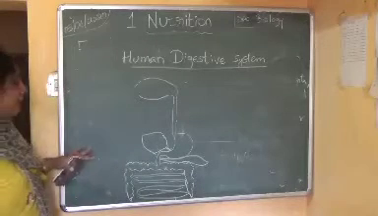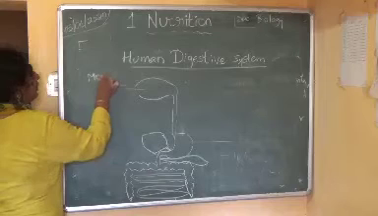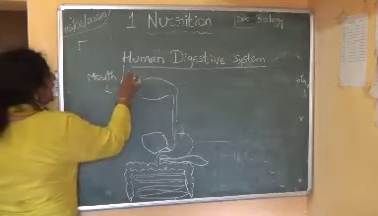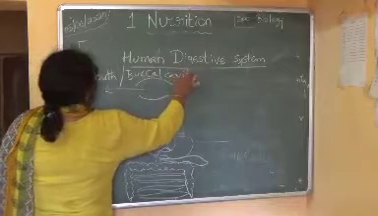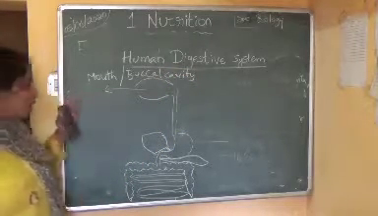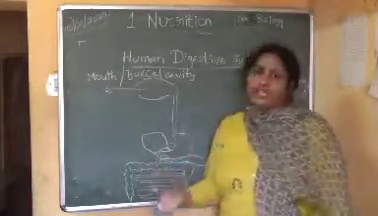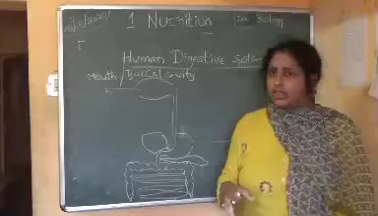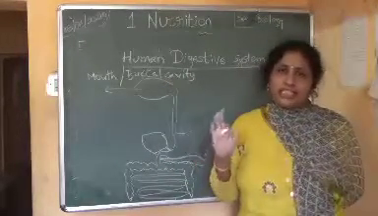This is a rough diagram. So this is the mouth. Mouth is also called the buccal cavity. You should remember this word, buccal cavity. So the first digestion process takes place in the mouth. You take the food through your mouth. So how does digestion take place in the mouth?